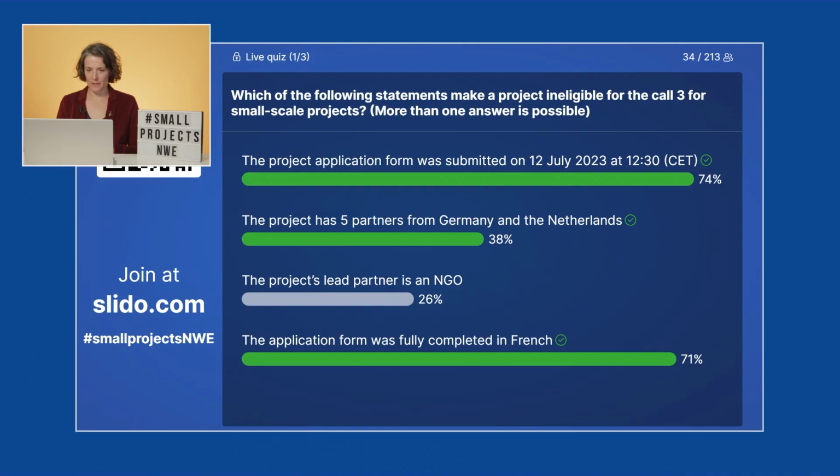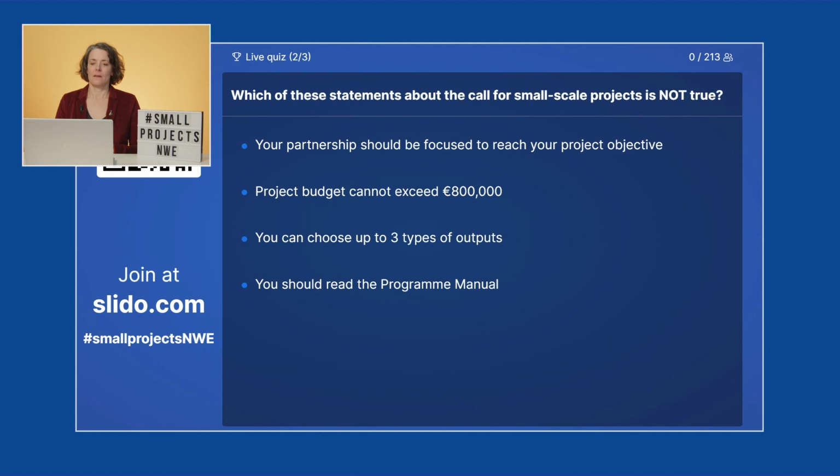So, next question, please. Which of these statements about the call for small-scale projects is not true? Your partnership should be focused to reach your project objective. Project budget cannot exceed 800,000 euros. You can choose up to 3 types of outputs. You should read the program manual. So, answer this question. We'll wait a couple of seconds while you answer. You can see answers coming in.